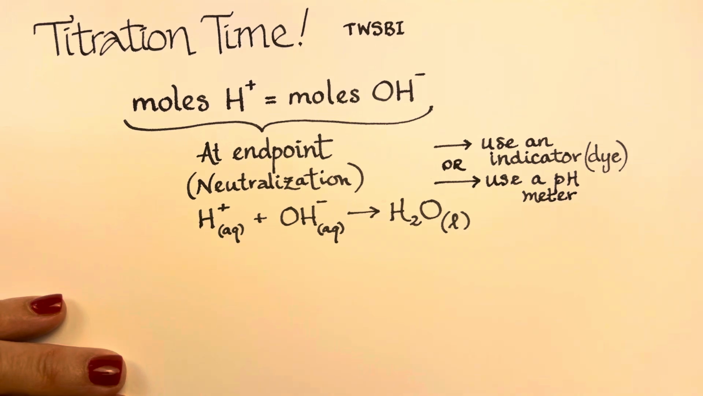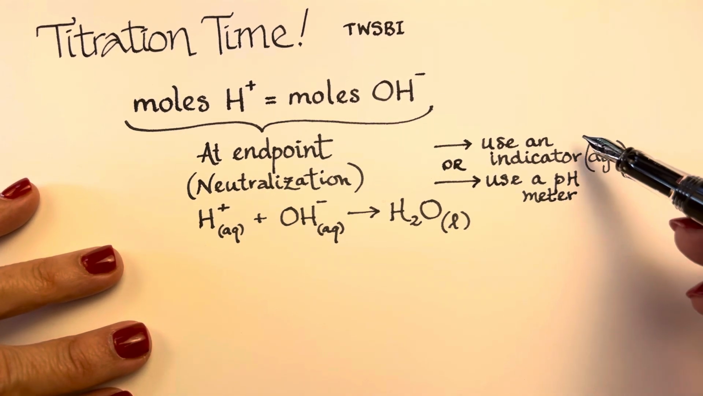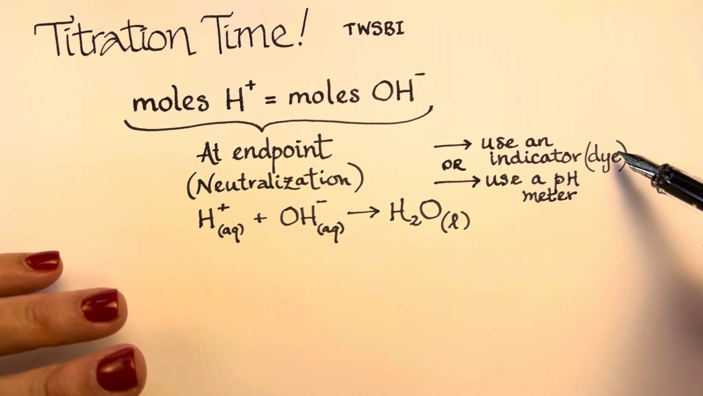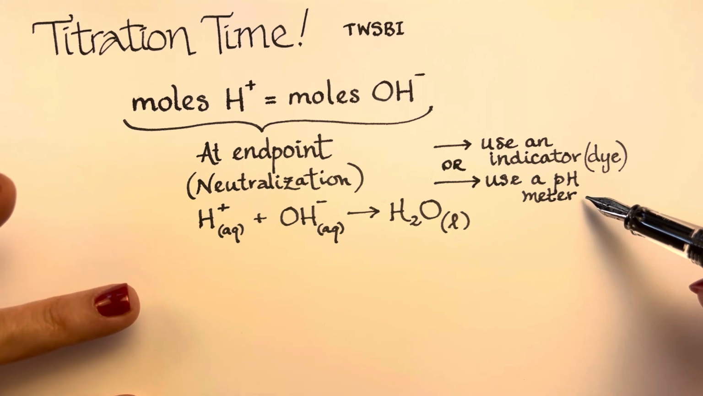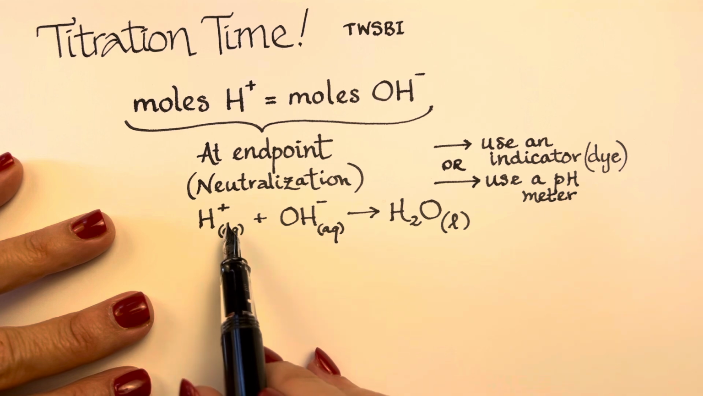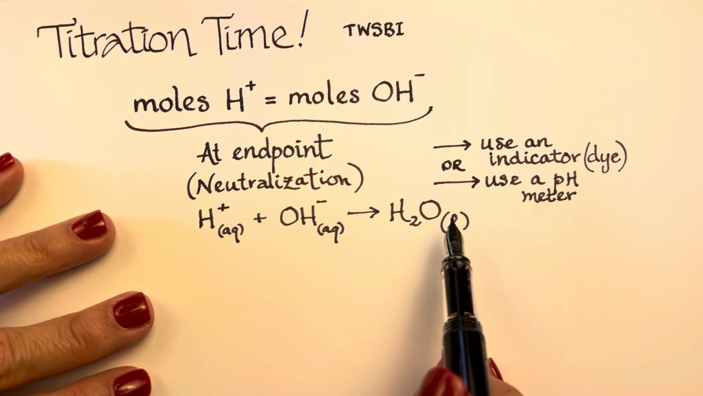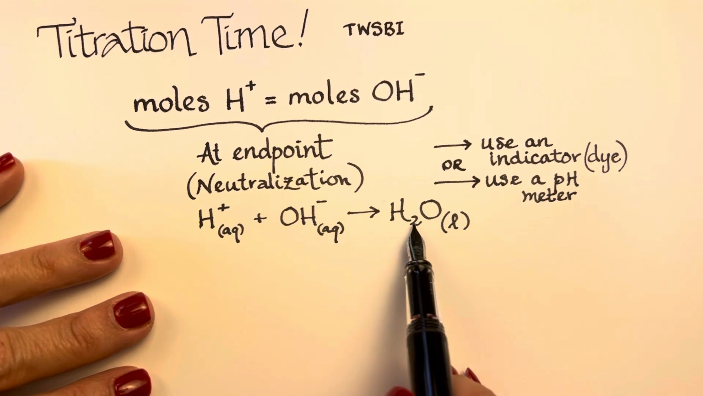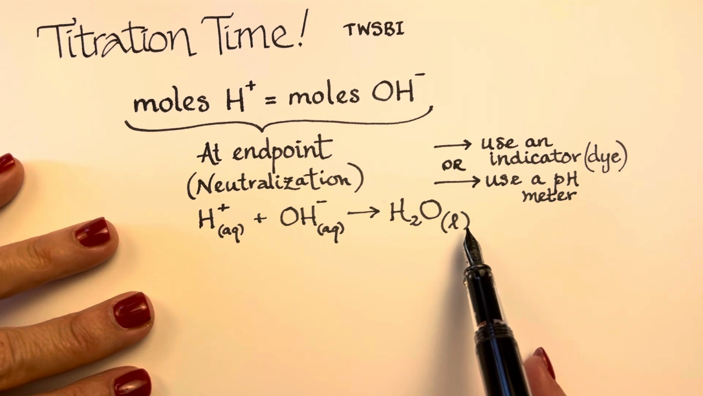And our students where I work, Willamette University, they do different experiments where they get experience doing it with the dye and also with the pH meter. Okay. So this example here of the net ionic equation, this is if you have a strong acid and a strong base. You'll end up with water, and your pH will be around 7.